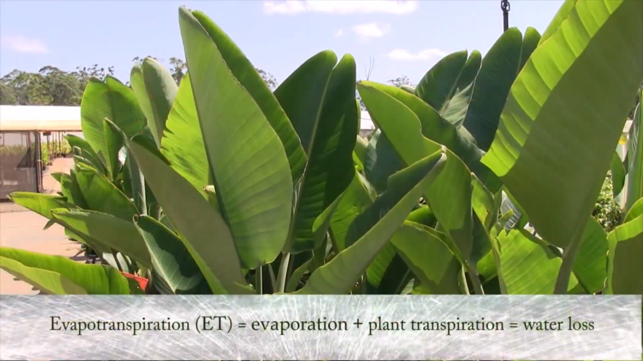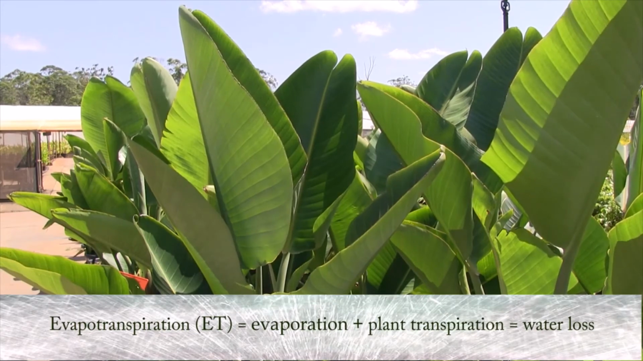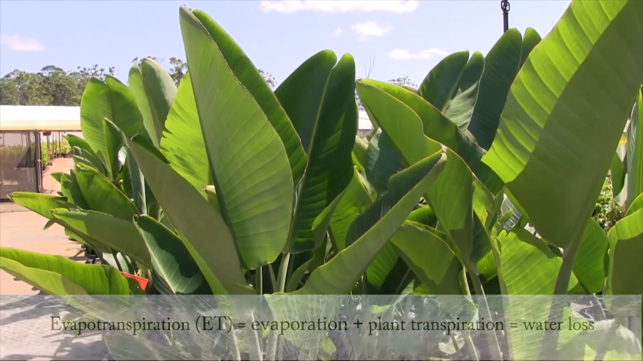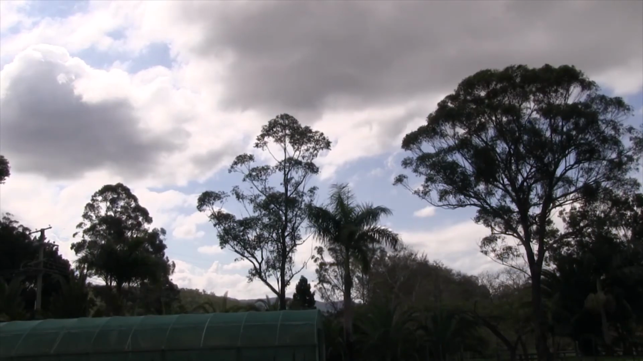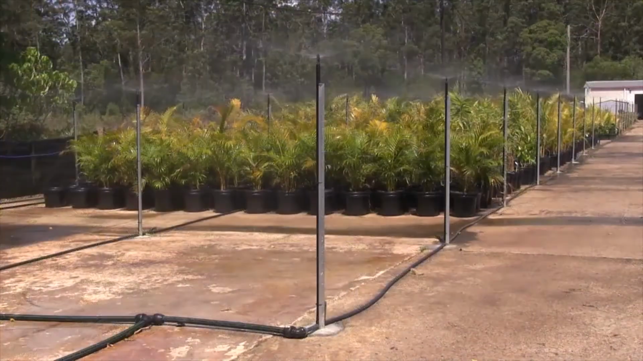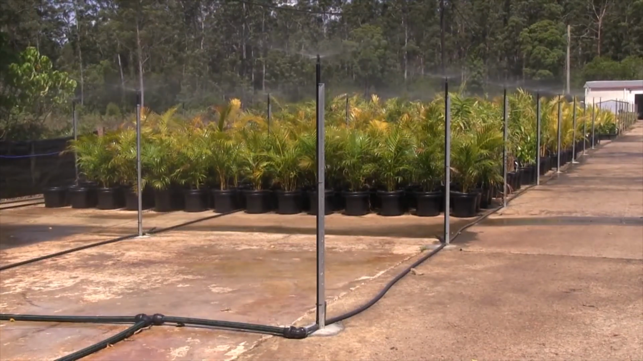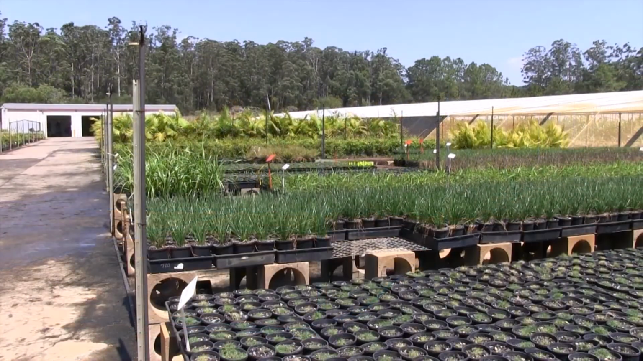Plants draw water from the growing media and lose or transpire the majority of that water through the leaves in a process called evapotranspiration. The amount of evapotranspiration depends on the environmental conditions, plant type and stage of crop development, with the amount of water available governed by the growing media and irrigation scheduling practices.